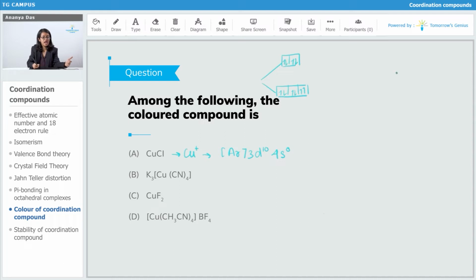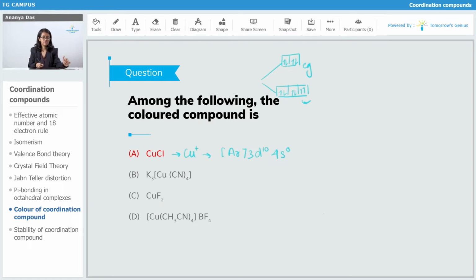So if the Eg as well as the T2g are fully filled with electrons, then if excitation occurs from the T2g to the Eg, where will the electron of the T2g go? It does not have any place to go because Eg is also fully filled. So excitation cannot happen in this complex, and hence this complex will not be colored. So if your d orbital is fully filled, then that coordination complex is not going to show any color.